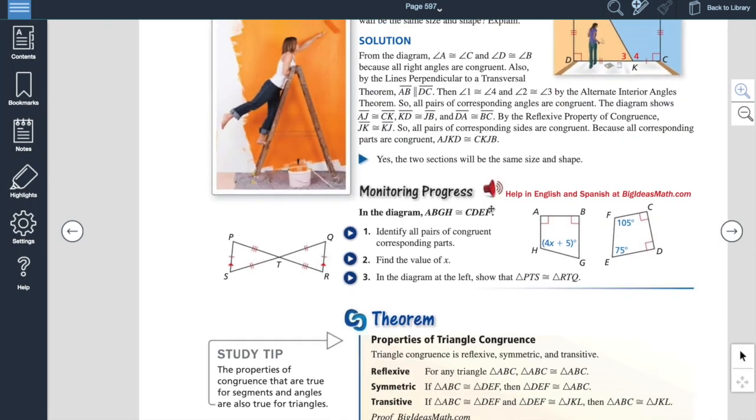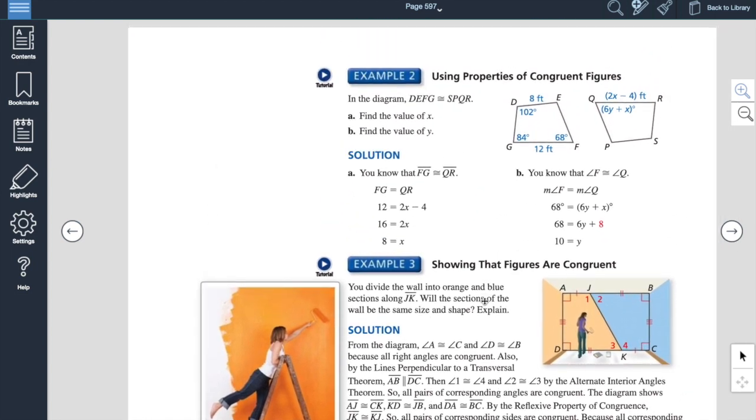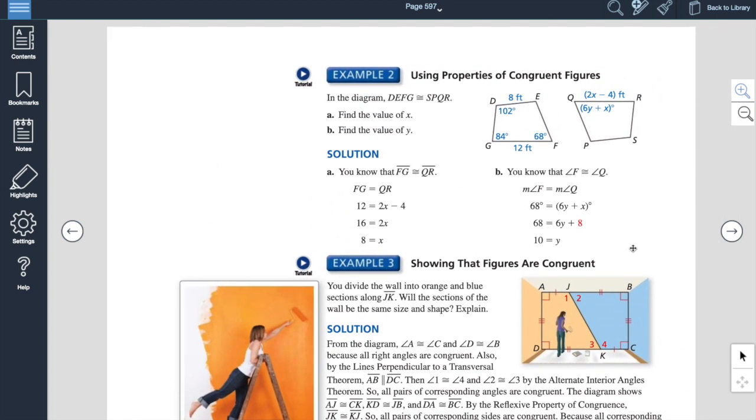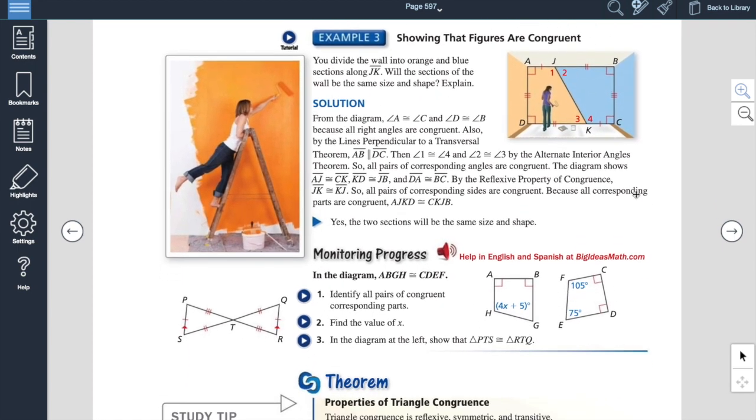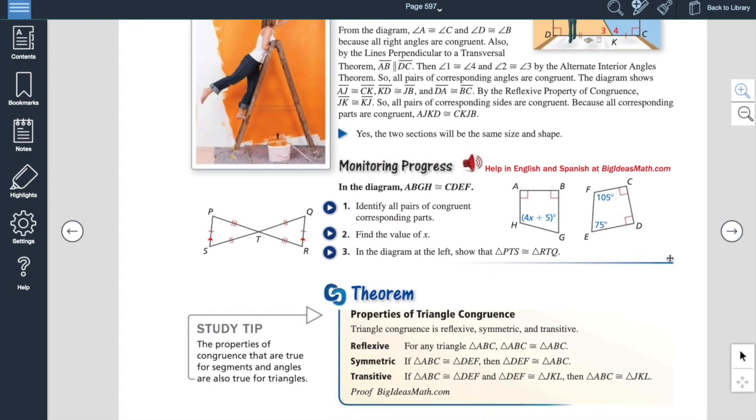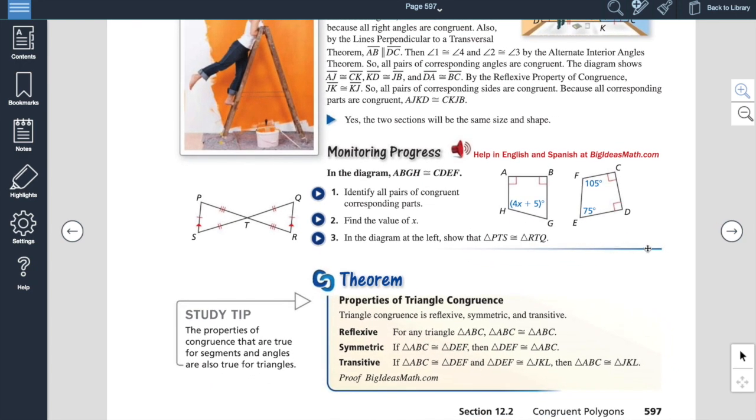Okay, if you go to page 597, it walks you through another one. Notice these congruent figures, obviously they're not triangles, they're quadrilaterals. Again, there's a tutorial for that if you need. Go down here to the monitoring progress. 3 other problems here for you on these. Really nice ones. Again, check out the tutorials if you need to.